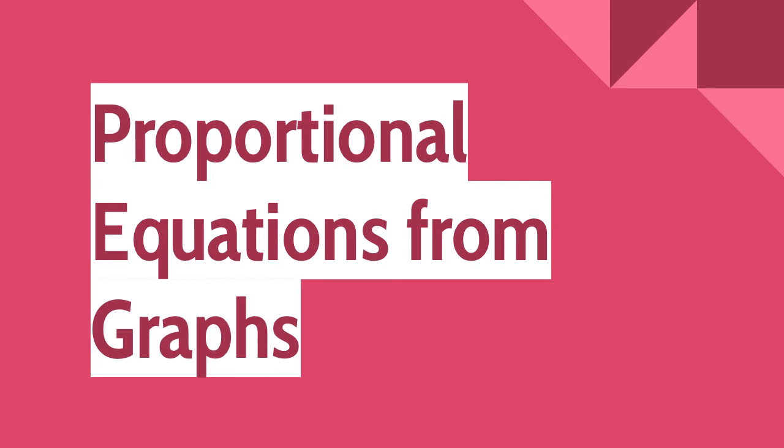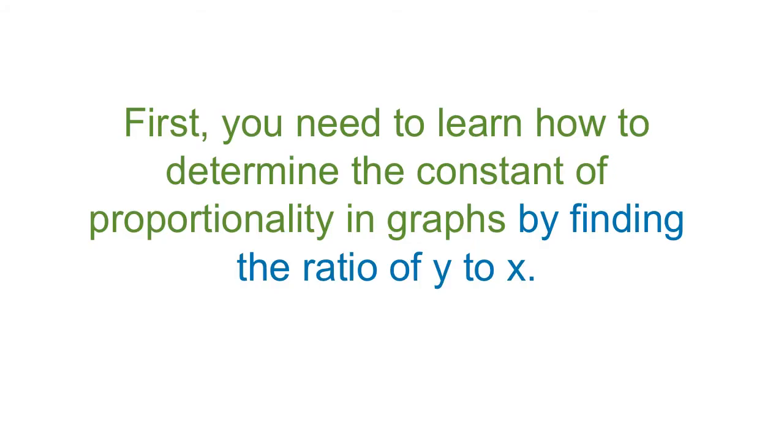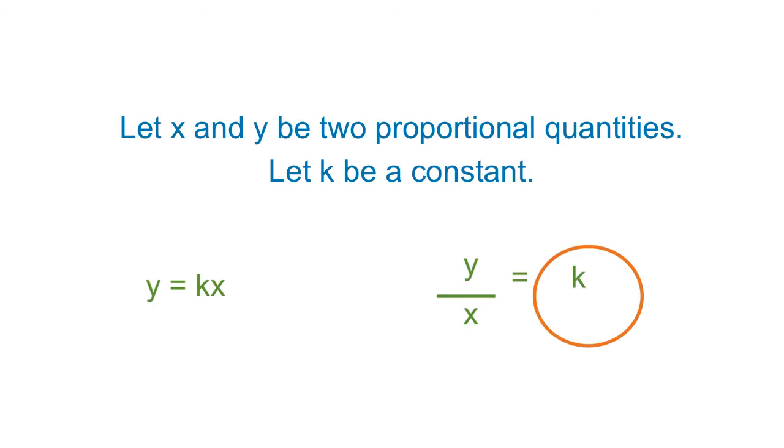Now we're going to look at proportional equations from graphs. First, you need to learn how to determine the constant of proportionality in graphs by finding the ratio of y to x. So let x and y be two proportional quantities, let k be a constant, and we find that we can take our y equals kx and transform it into y over x equals k. So our constant is going to be y over x again.